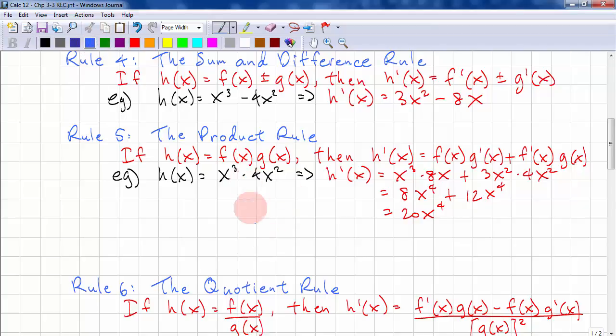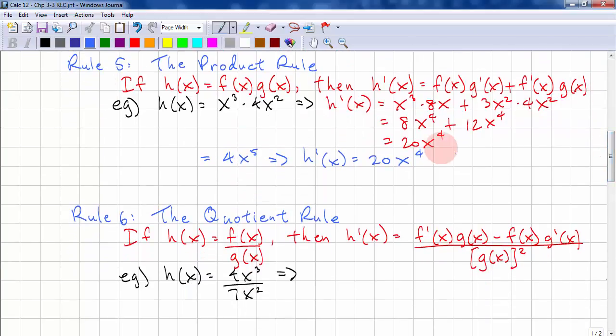Okay, let's combine these two together. We get 4x to the power of 5. So h prime of x equals 4 times 5, that's 20, and reduce the power by 1. We get the same answer, and that's the way to verify it. Again, use the product rule if you're asked to. Do not try to simplify first. But if you're not asked to, go ahead and simplify first, and that reduces errors.